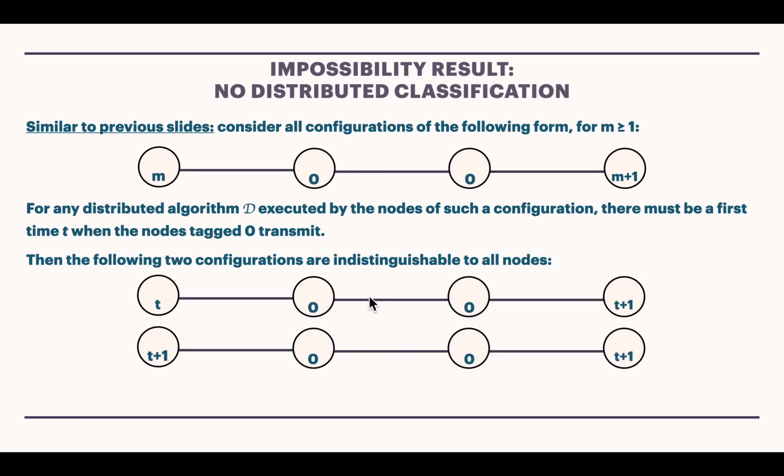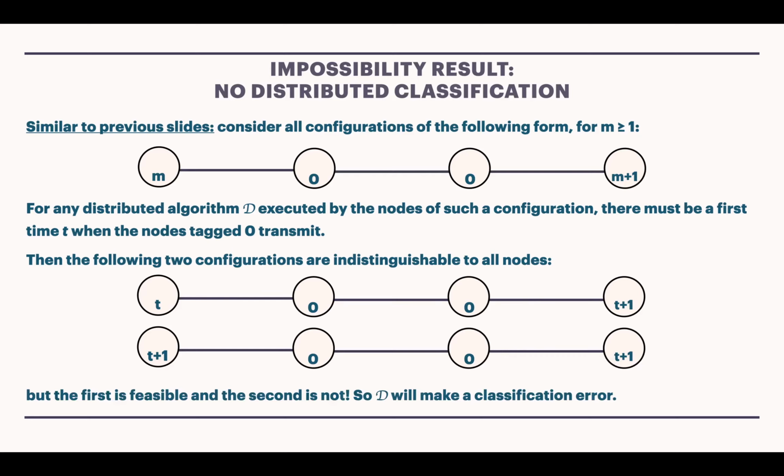That transmission is going to result in a forced wake-up of the two outside nodes, and that's true for the top network and for the bottom network. So the executions in both of these networks are going to be identical from the point of view of all nodes. Except the first network at the top is feasible, and the second network at the bottom is not feasible. There are easy proofs to show both of those things, and that proves that D will make a classification error on at least one of these two configurations.